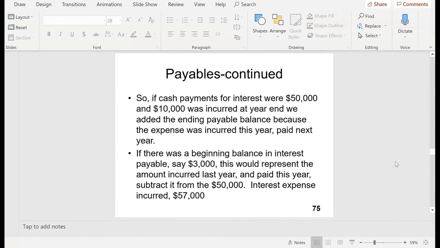Now I know what you're thinking. What if there was a beginning balance in the interest payable account? Say $3,000 was the beginning balance. This would represent the amount incurred at the end of last year and paid this year. So then you would subtract it from the $50,000 that was paid this year, because we want to know what was incurred this year as interest expense. What was incurred this year was $50,000 minus the $3,000 that was incurred last year, plus the $10,000 that was incurred this year and won't be paid until next year. So then interest expense incurred under accrual accounting rules would be $57,000.